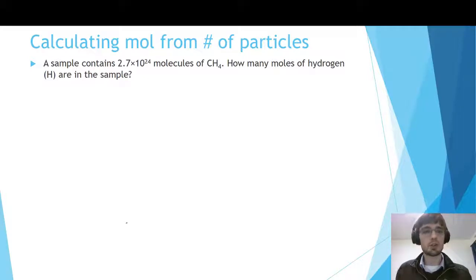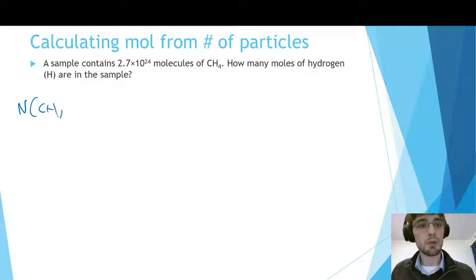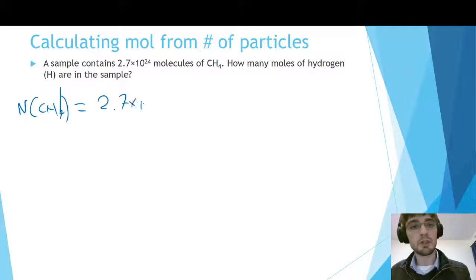So I've put the example question from my notes here on the slide. A sample contains 2.7 times 10 to the 24 molecules of methane. How many moles of hydrogen are in the sample? So regardless of what the question asks, if it's numerical, in chemistry, physics, and maths, I always like to lay out all of the information that I have right at the start. So I'm going to write here on the side that the number of CH4 molecules is equal to 2.7 times 10 to the 24 molecules.